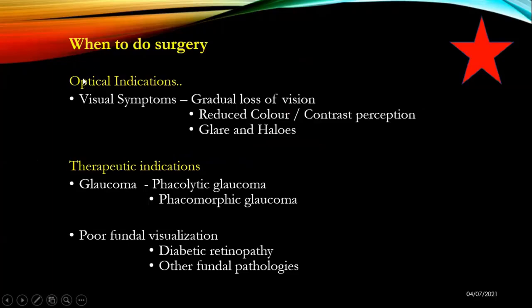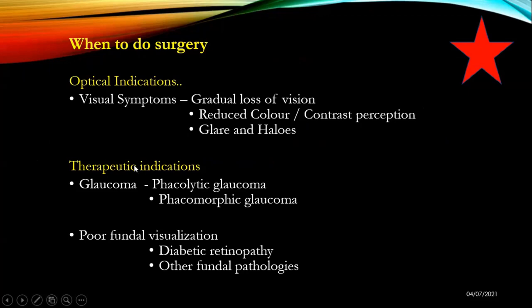So clearly speaking, there are optical indications and therapeutic indications. The optical indications are the visual symptoms: gradual loss of vision, reduced color or contrast perception, and glare and halos. As I said, it is not only the quantity of vision but the quality of vision that is also important with regard to the patient's visual requirements.